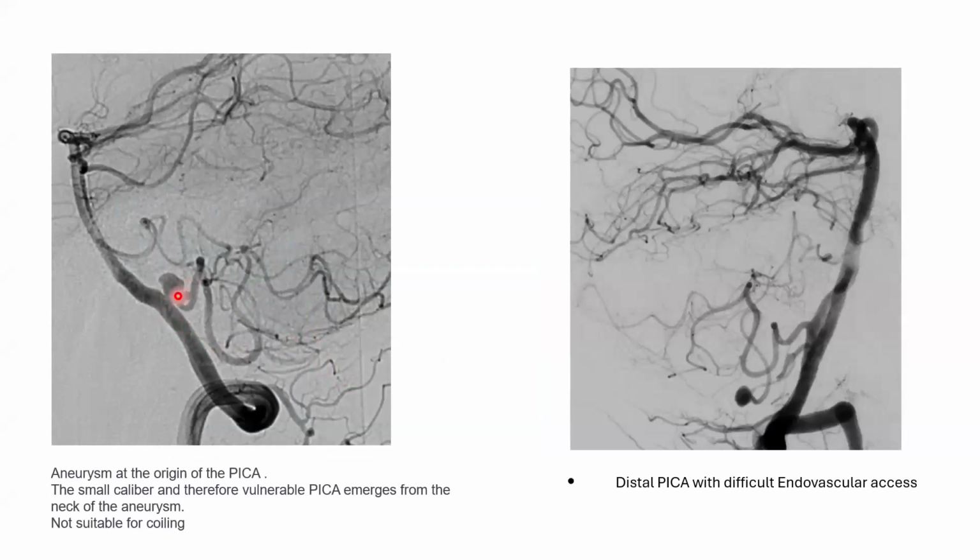This was a PICA aneurysm. This is at the origin of the PICA, and this is the distal PICA. With this kind of aneurysm, it is difficult to take the catheter right up to this place. This may be good for clipping, but this other kind of aneurysm is good both for clipping as well as coiling, as this was done just by putting in one simple coil.